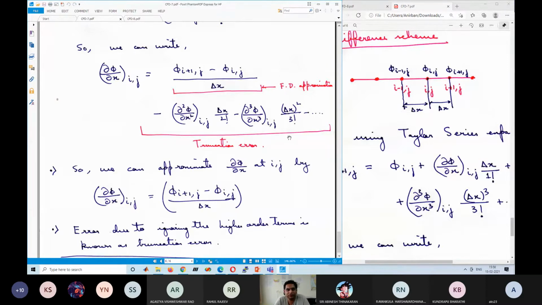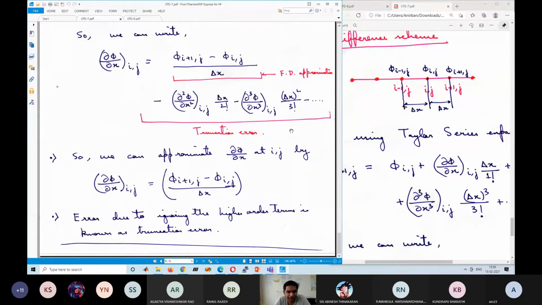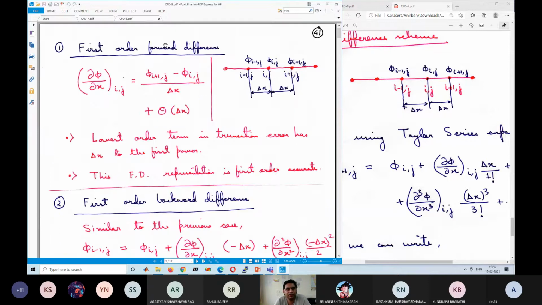Okay, there is no single way of representing. Okay. So this way that we have shown just now, using the forward value, is known as forward difference. Okay, first order forward difference.